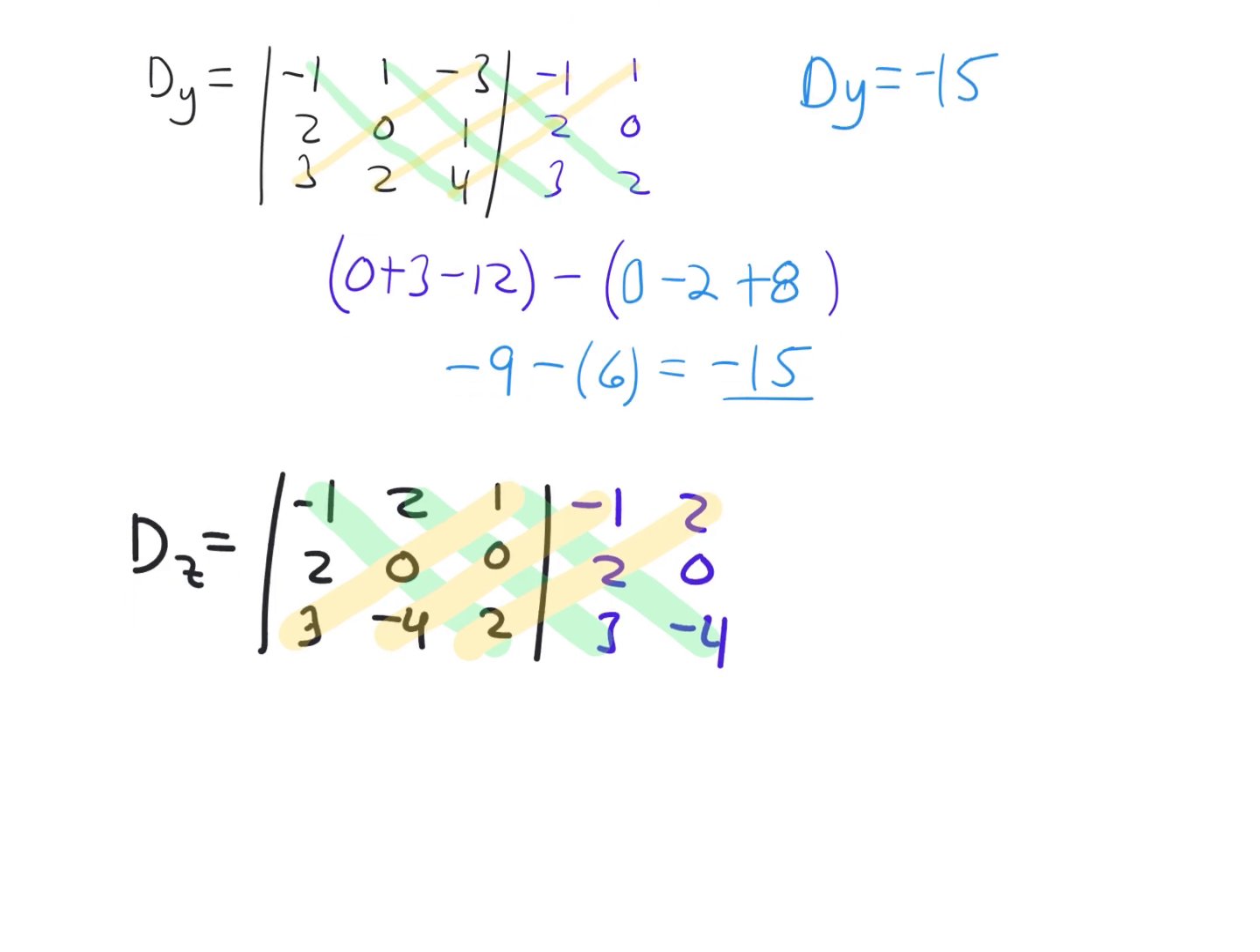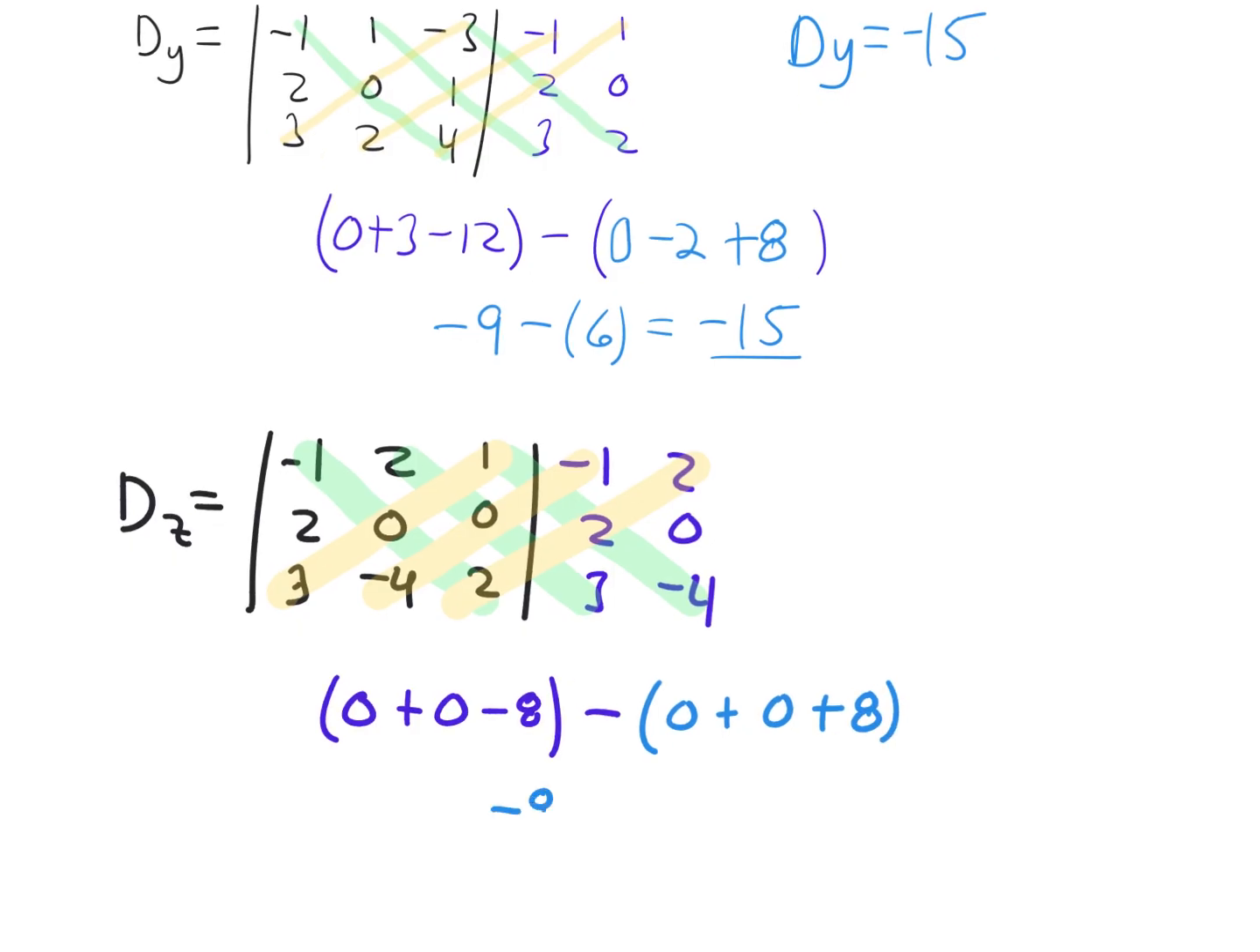All right, so in green, our major diagonals, negative 1 times 0 times 2 is 0, plus 2 times 0 times 3 is 0, and then 1 times 2 times negative 4 is negative 8. Minus, we'll do the same thing across the yellow diagonals, so we get 0 plus 8. And then we end up with negative 8 minus 8, which is negative 16. So we get dz is negative 16. Okay, so we're almost done.